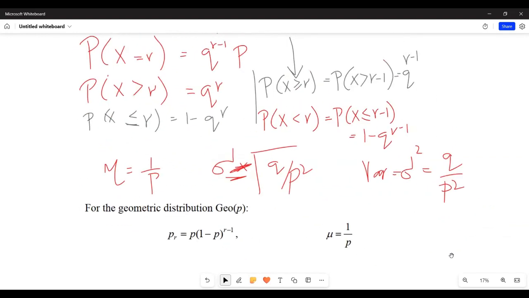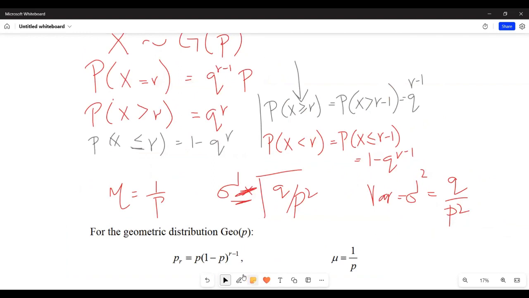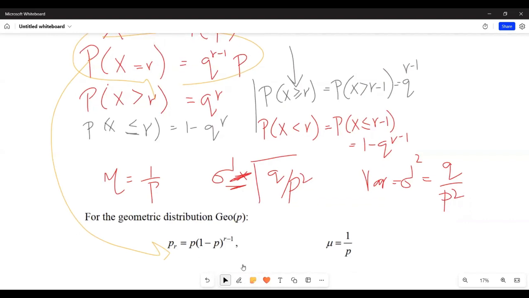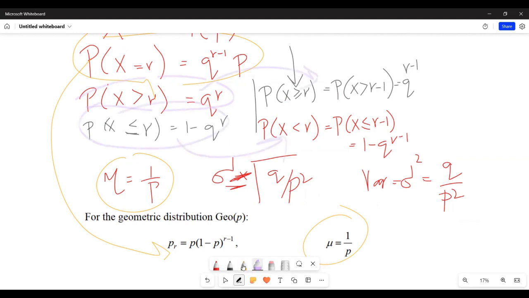So you are given this first formula. It's actually this. And then you are given, it's the same thing because Q is 1 minus P. So instead of Q, they've written 1 minus P. And then you're given just the mean. So it's very important that you have this memorized and this memorized. And from here you can deduce this, and from here you can deduce this.